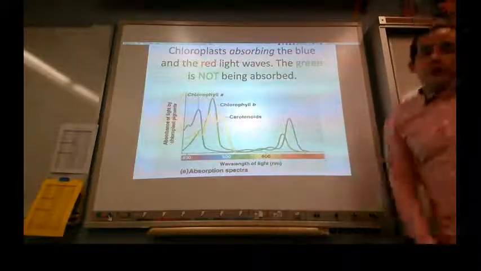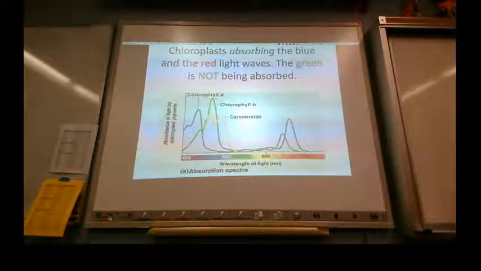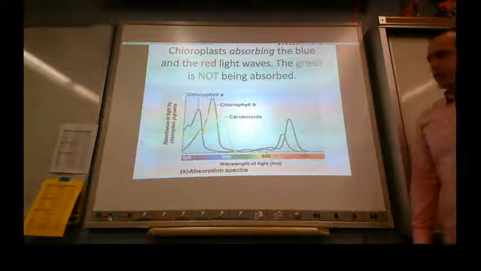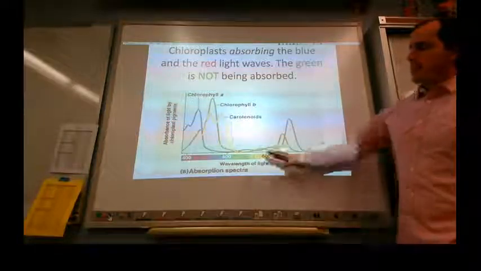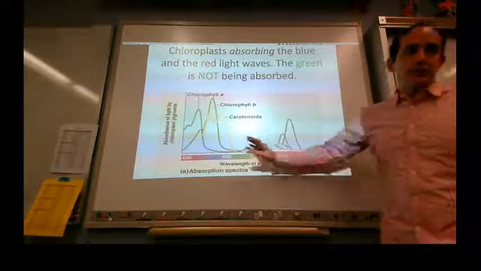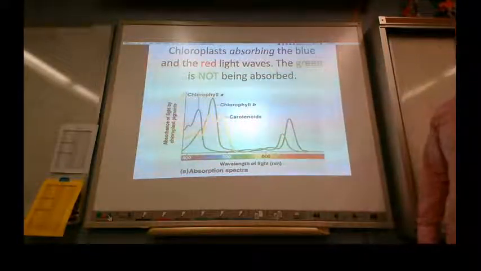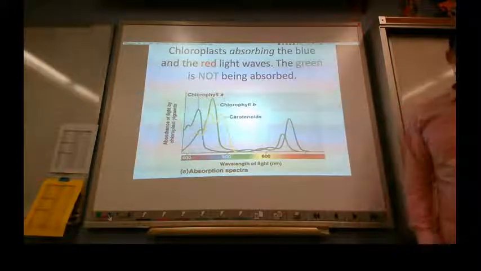So this is just another version of that. You may have seen this in sophomore biology. I try to show it every year. So this is, again, an absorption spectrum for the different colors of light. We also have some different types of pigments.